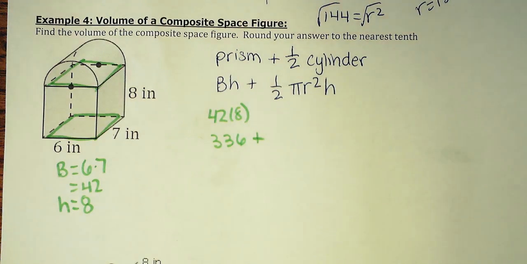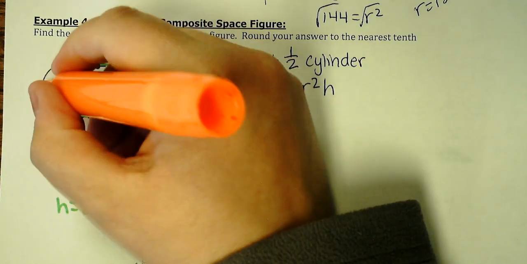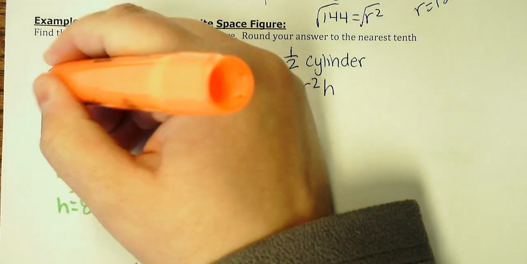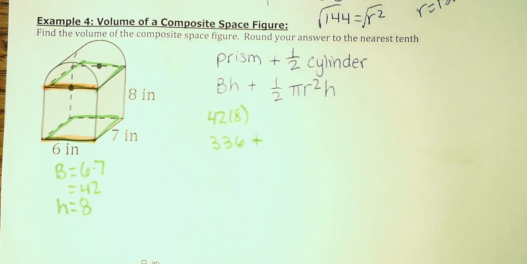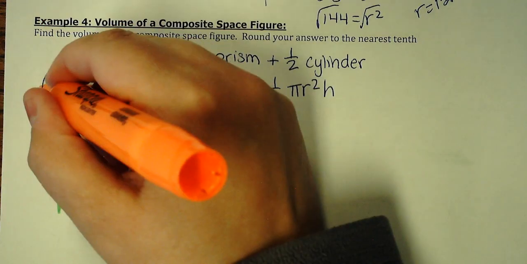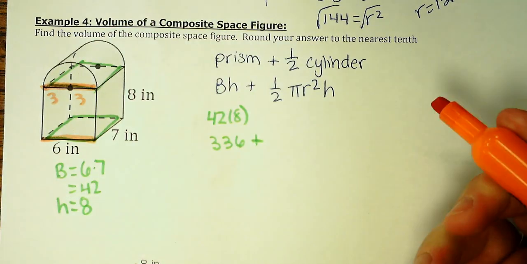Now, for the prism, this is a little tricky. Let me grab a different color. So if you guys are looking at the picture there, this is 6, so this would also be 6. Now, that is also going to match up with the diameter of that half cylinder, if you will. So I've got a half of a cylinder there. That's going to be my diameter, which is 6. So that means my radius is 3.